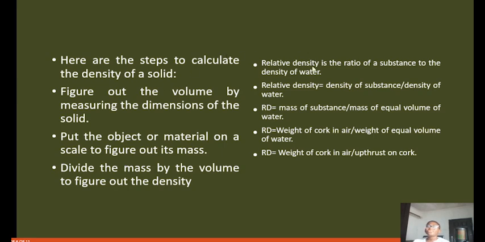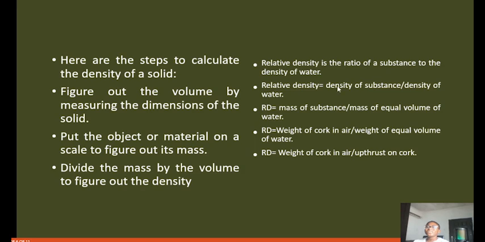So how can we look for the relative density? When you say relative, it means you are relating something to a particular thing. Relative density is the ratio of the density of a substance to the density of water. So we are relating the density of a substance and water. That's what we mean by relative density: relating the density of something to the density of another thing. That is what's relative, when you are equating one thing to another.